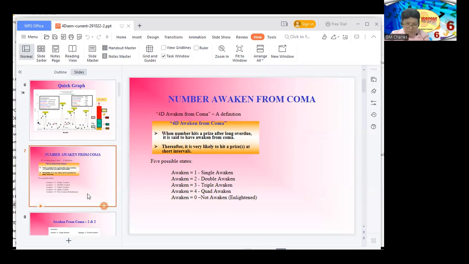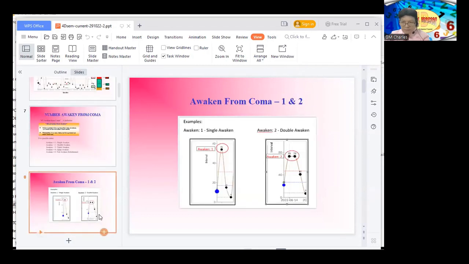Okay, the next screen will show you some examples. When a number is awakened from coma, for example, awakened from coma 1, 1 means the number goes into OverDue and then it hits one time. The next time it hits is here, at the low interval. That means it didn't go into the second OverDue.